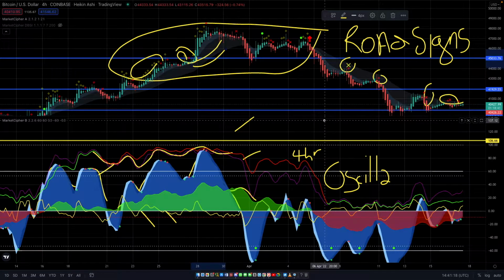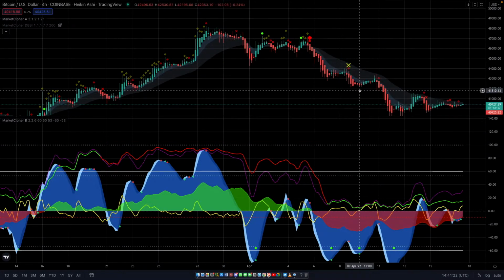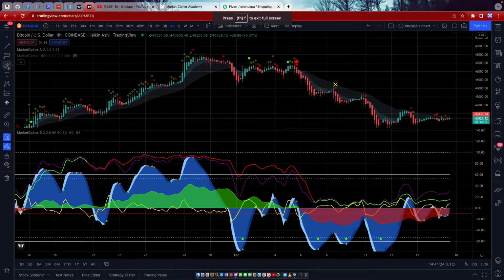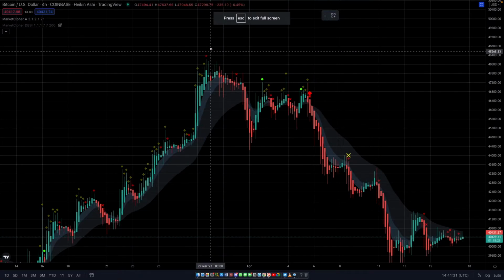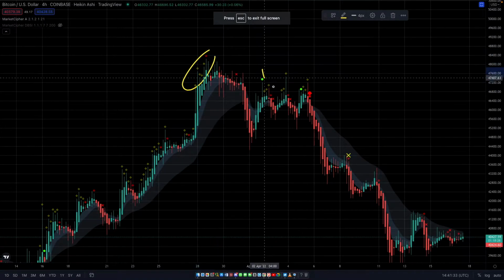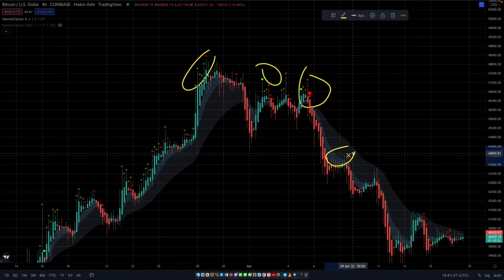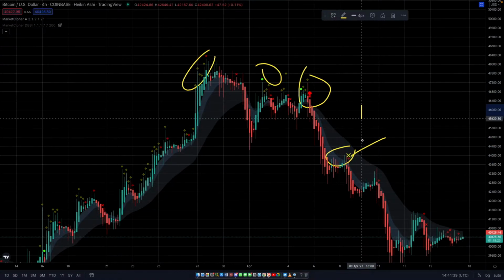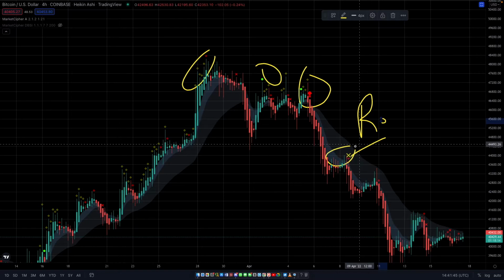Let me move the drawings and repeat what I said again now. With Market Cipher A, we have what we call indicators. These are just indicators. They don't move. They are static. That's why I call them road signs. Road signs don't move. Road signs are cautionary.